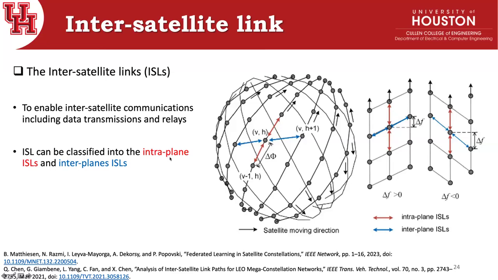They are the intra-plane inter-satellite links and the inter-plane inter-satellite links. As you can see, the red lines are the intra-plane links, and the blue lines, which mean the satellites on different orbits, communicate with each other on the inter-plane links.